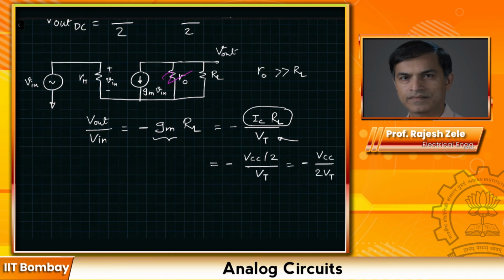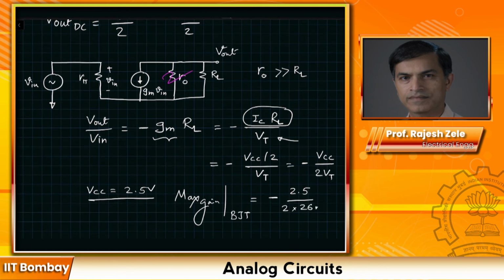So this would be equal to minus VCC divided by 2 divided by Vt, equal to minus VCC divided by 2Vt. So let's say if we have VCC equal to 2.5 volts, then the maximum gain from a BJT is equal to minus 2.5 divided by 2 times 26 millivolts, which is going to come out to be approximately minus 50 if we assume this to be 25 millivolts. Okay, so this is the maximum gain we can get out of a circuit using a bipolar transistor. Again, we are looking at ballpark numbers, and it depends on the supply voltage.